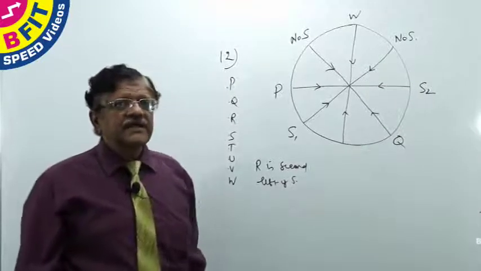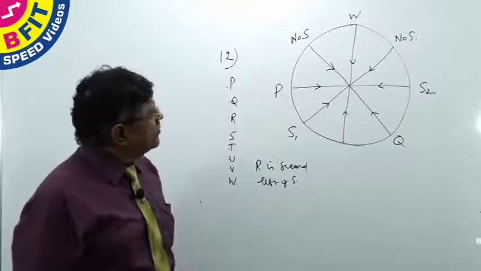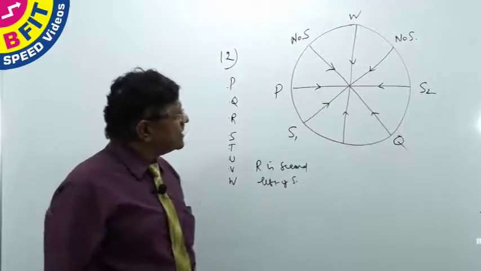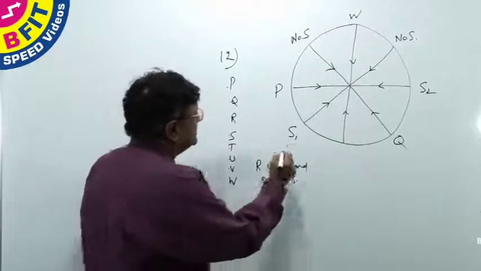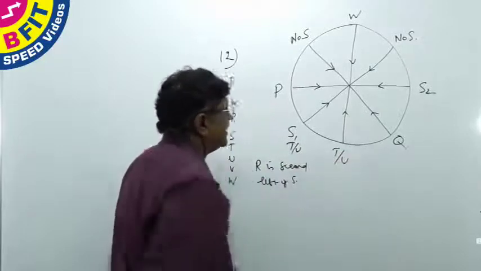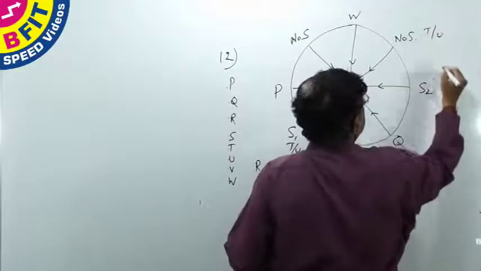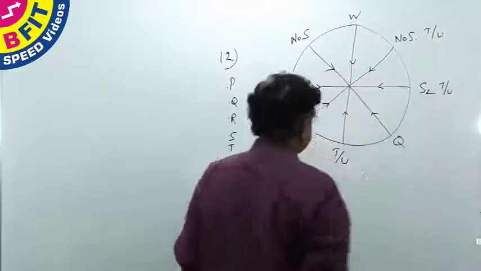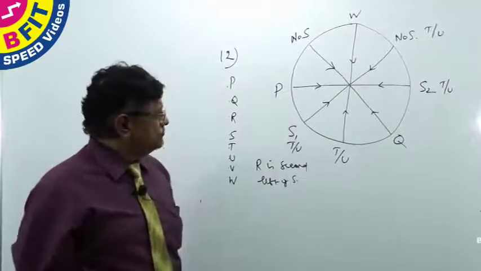The next clue is T and U are immediate neighbors of each other. Which are the two immediate neighborhood positions which are vacant? This is vacant. So T and U can be here. Or alternatively T and U can be here. So these are the two positions for T and U.